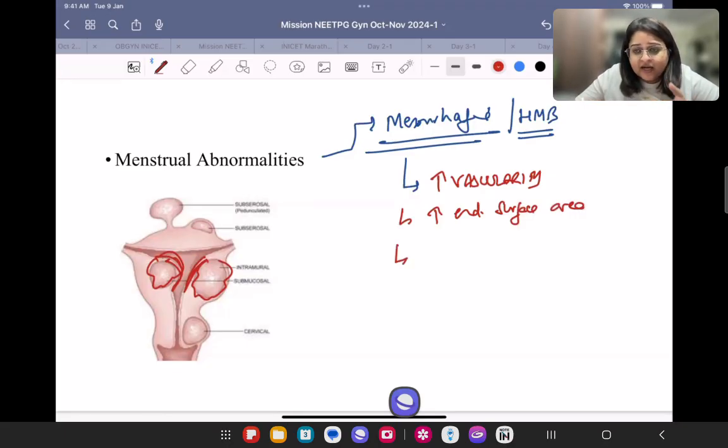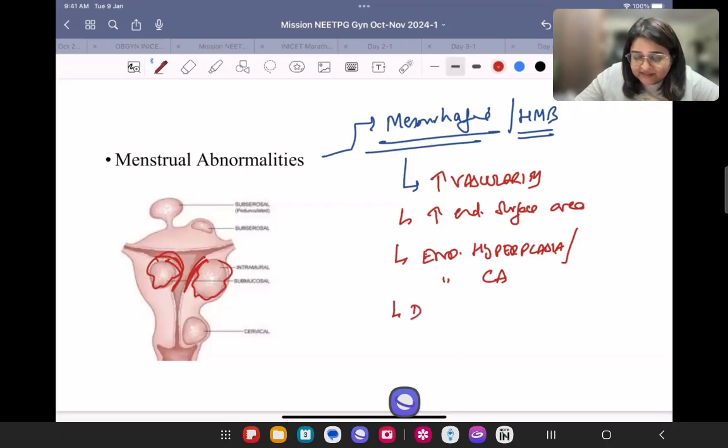Now fibroids are hyperestrogenic states. Okay, fibroids are hyperestrogenic states, and hyperestrogenic states tend to coexist. What are the other hyperestrogenic states that you know of? One is endometrial hyperplasia. So they may be associated endometrial hyperplasia or endometrial cancer along with the fibroid. Okay, and that can lead also to menorrhagia.